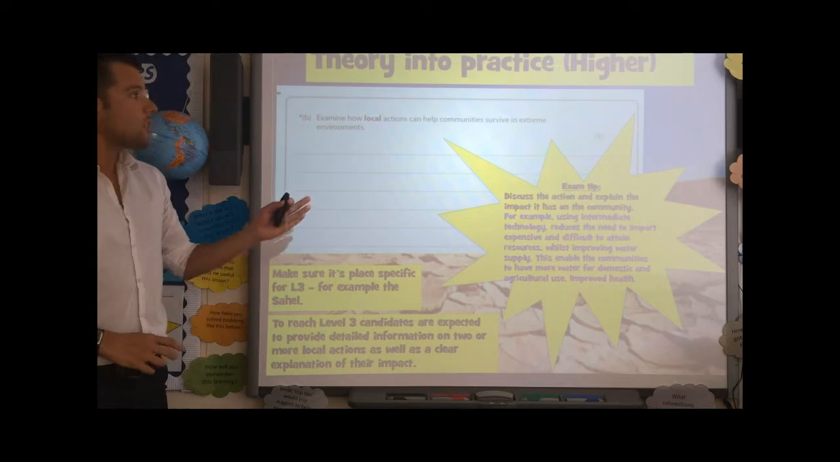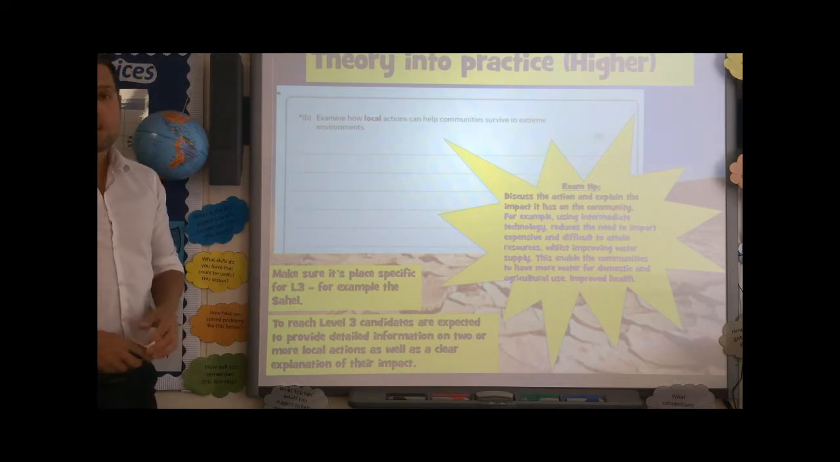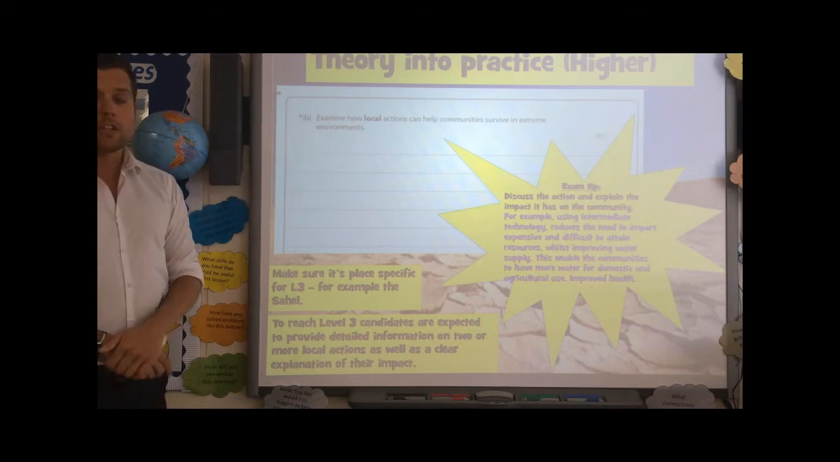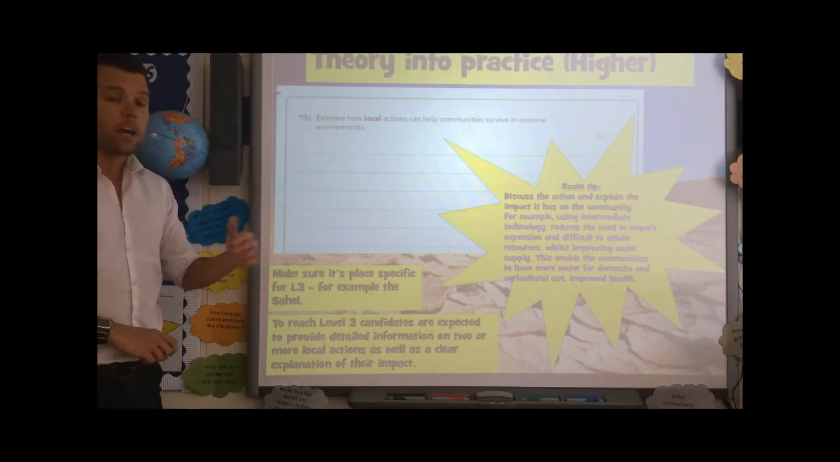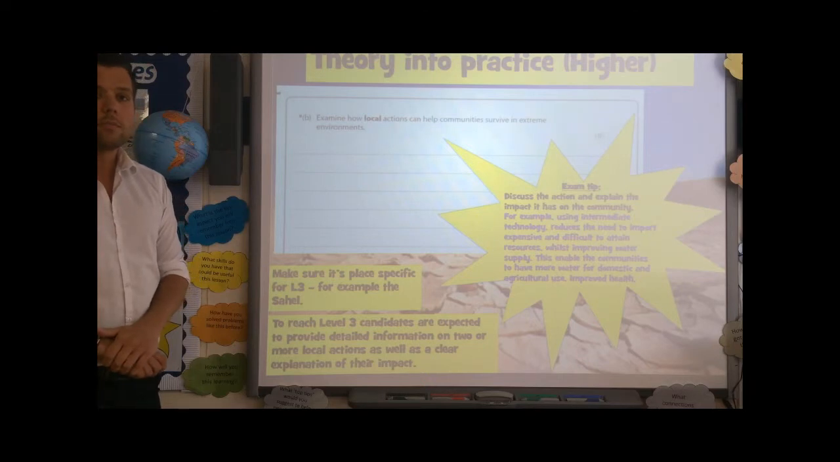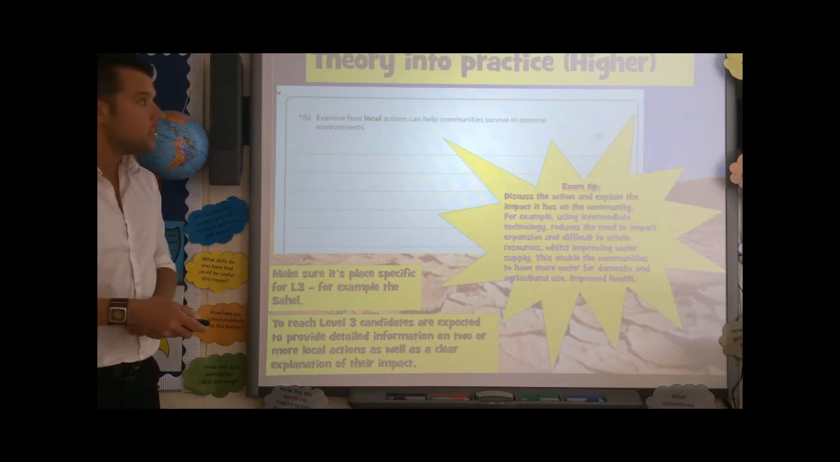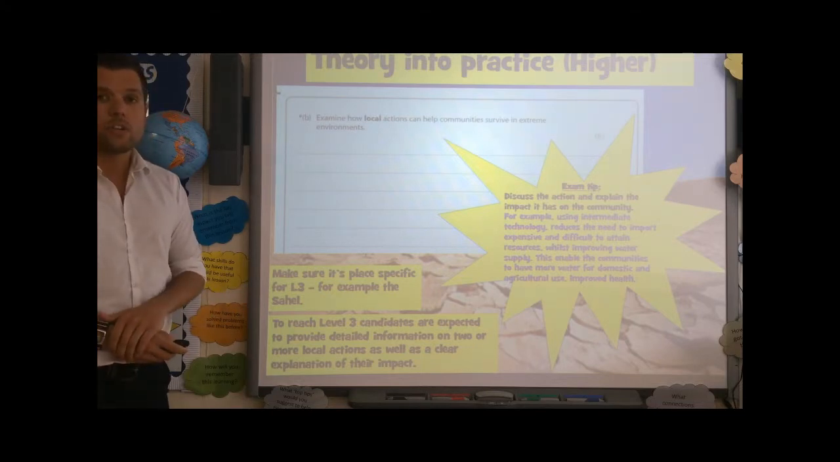Here is an example of a higher exam question. You will notice that it's only looking for local actions, so you will need to look back over local actions. Look at the exam tips to provide you with the guidance that you need to effectively answer that question.